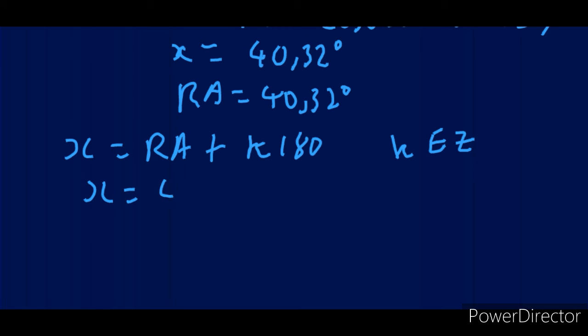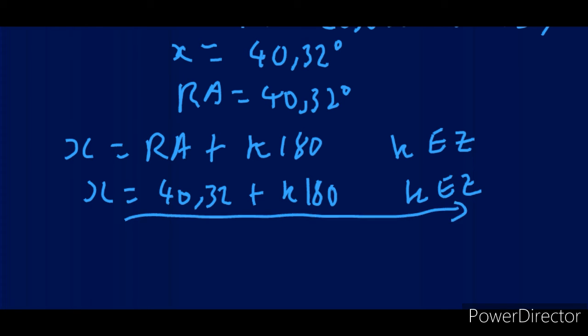X is equal to 40.32 plus k times 180, and k is an element of integers. And there we have it, our first equation. So let's create our second equation.